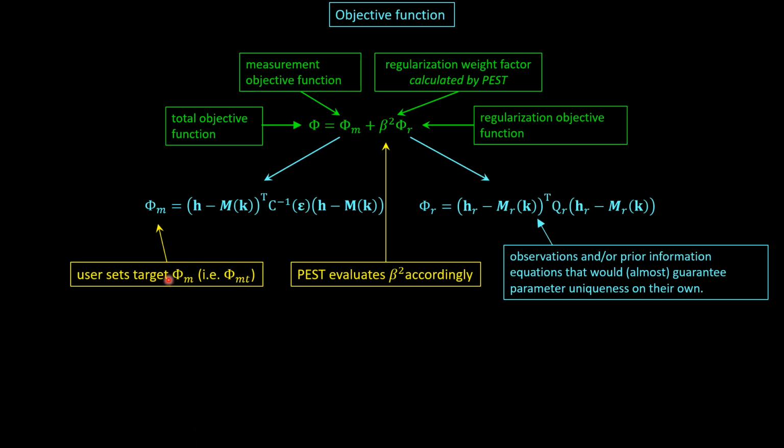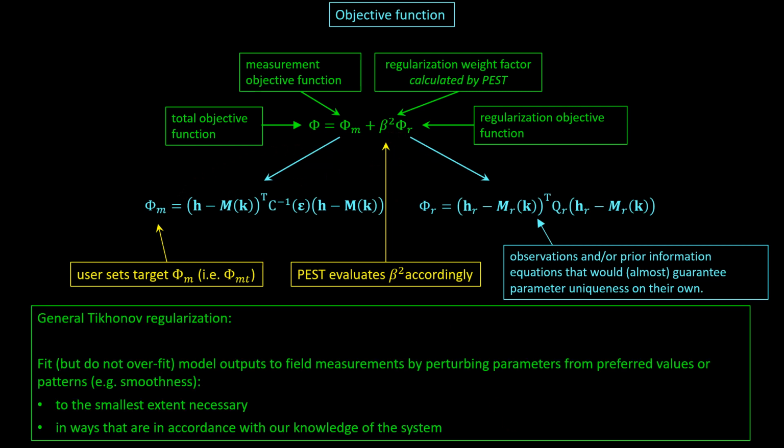Again, I define the target. PEST works out beta squared to balance one objective function against the other. This will be as low as it can in order to achieve the target. PEST works out beta squared to make it so.